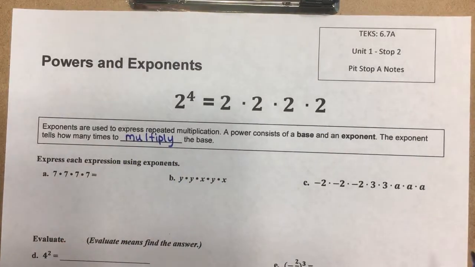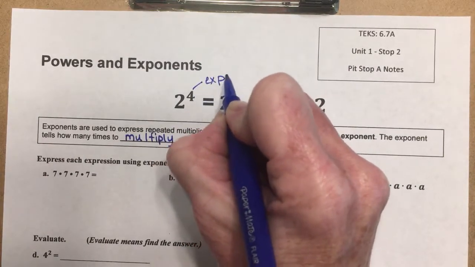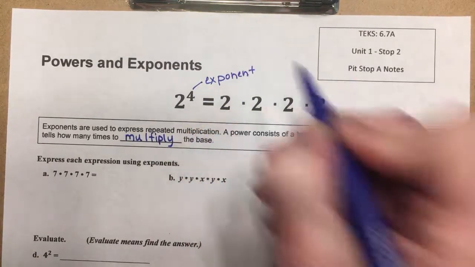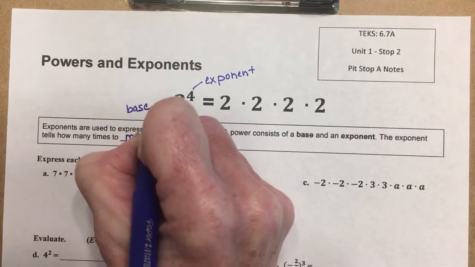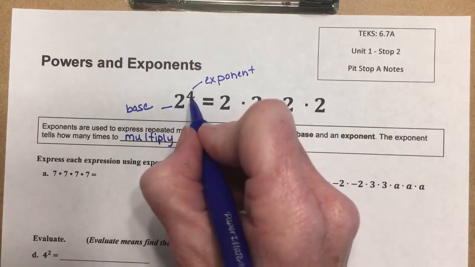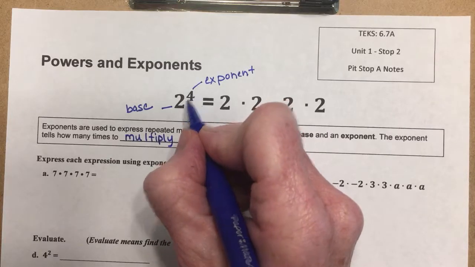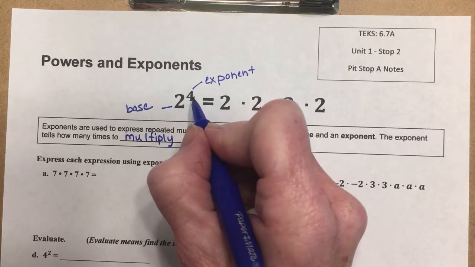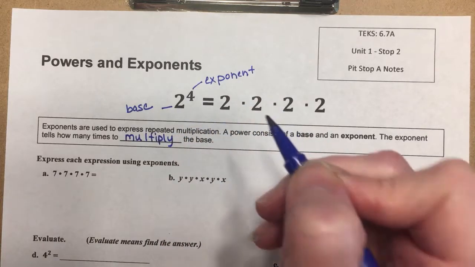All right, so let's just label the parts here. So the 4 is considered the exponent. The 2 right here is considered the base. Together, that's considered the power. So I have 2 to the power of 4. And so even though the 4 is little, the power of 4, it's got the power, right? It tells you what to do. So it's bossing the 2 around is what I like to tell people.